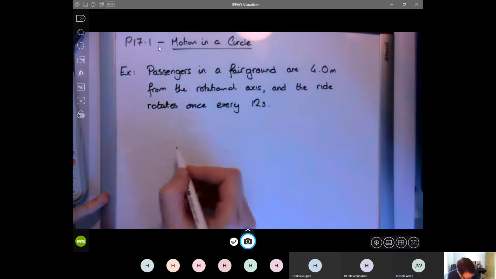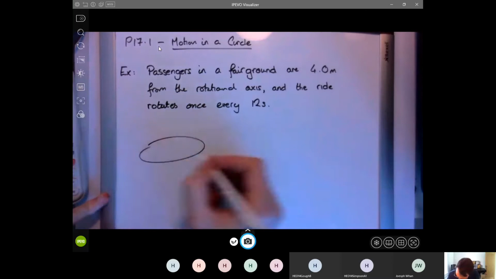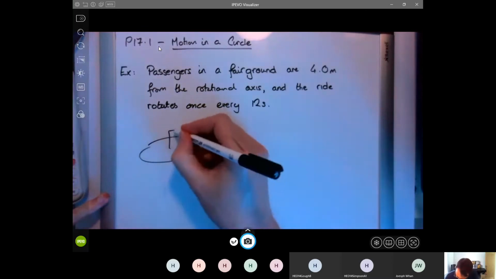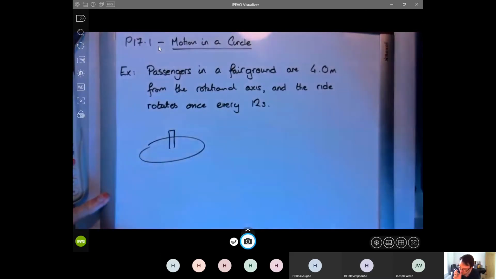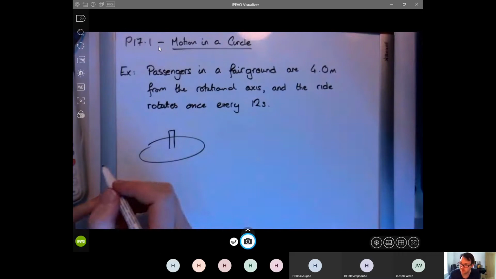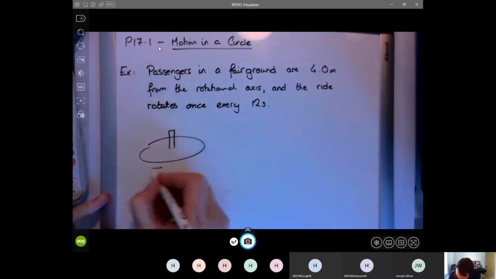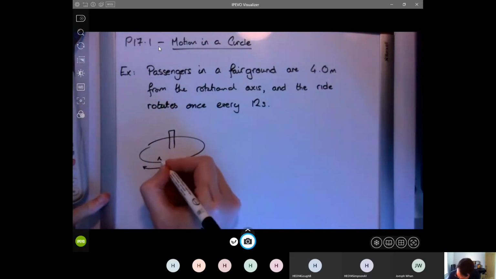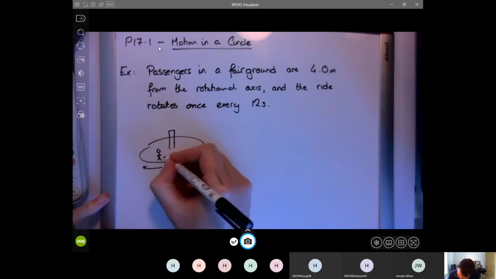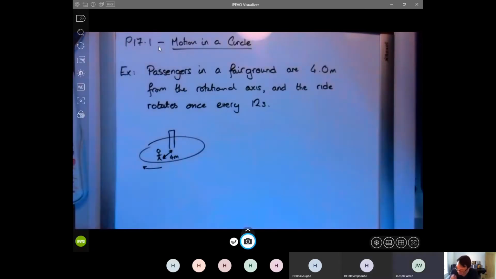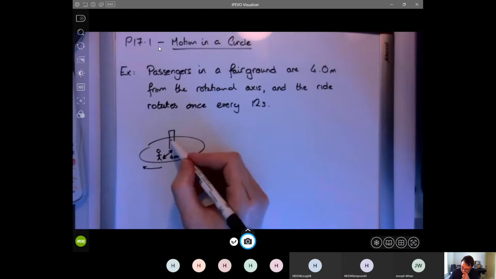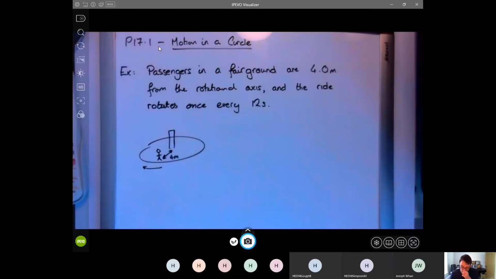So what kind of ride am I thinking about? I'm talking about a ride that looks a bit like this. It has, as you say, a pivot in the center that it's pivoting around. Okay, so the ride is moving around in a circle. Here are the people in the center. And there is the 4 meters distance from that rotational axis to where the person is. Okay, really schematic drawing there. But anyway, it gives you an idea.